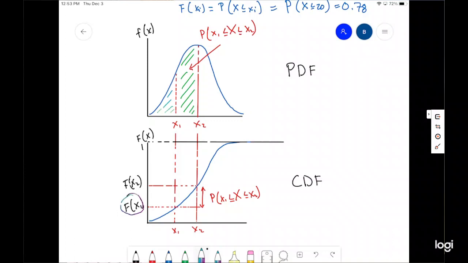And the capital F of x2, the CDF of x2, is the probability that the random variable X is less than or equal to x2. And so the difference between those two values is also the PDF, the green area, the probability that the random variable falls between x1 and x2. Note that the CDF asymptotes at 1. This line here is equal to 1.